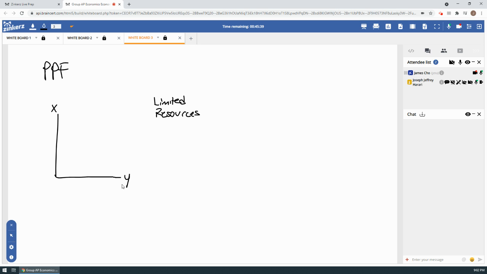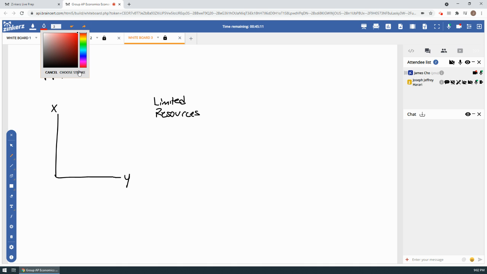But whenever we're dealing with limited resources, there comes into the idea something called opportunity cost. With these limited resources, if you're using more of them to make product Y, that means you have fewer resources left over to make product X. As you make more and more of one, you have to make less and less of the other. In economics, we call that a trade-off.